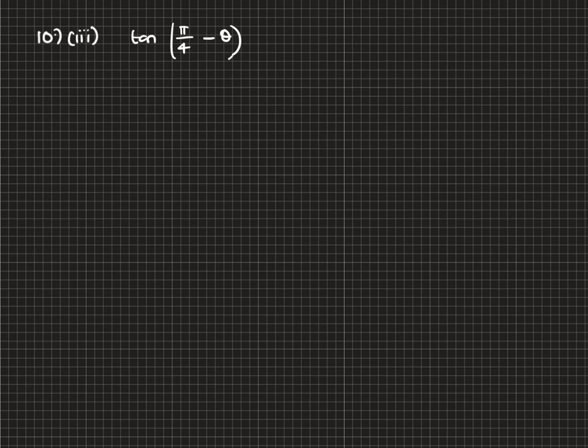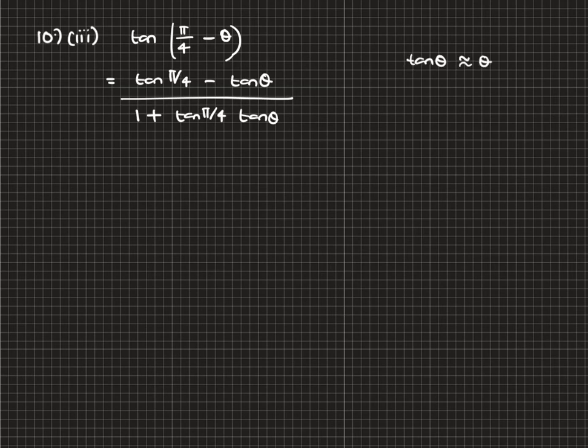So next we have tan of pi by 4 minus theta. Expand using the compound angle result first of all. So we have this. And then remember, with small angles, tan theta is approximately equal to theta. So this is approximately 1 minus theta over 1 plus theta. Remember tan pi by 4 is equal to 1.